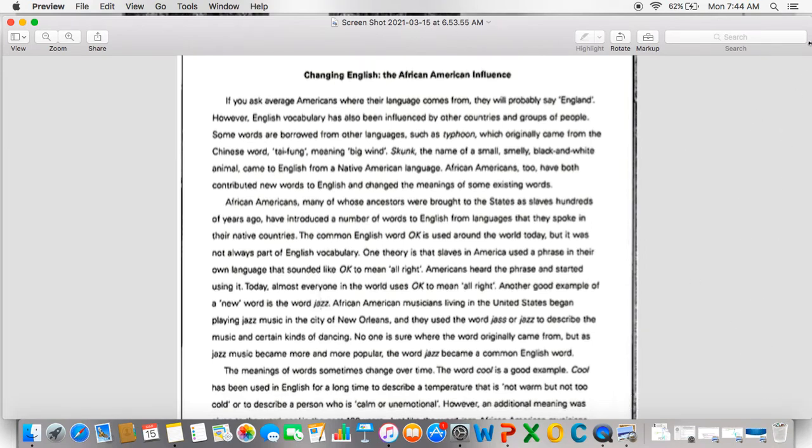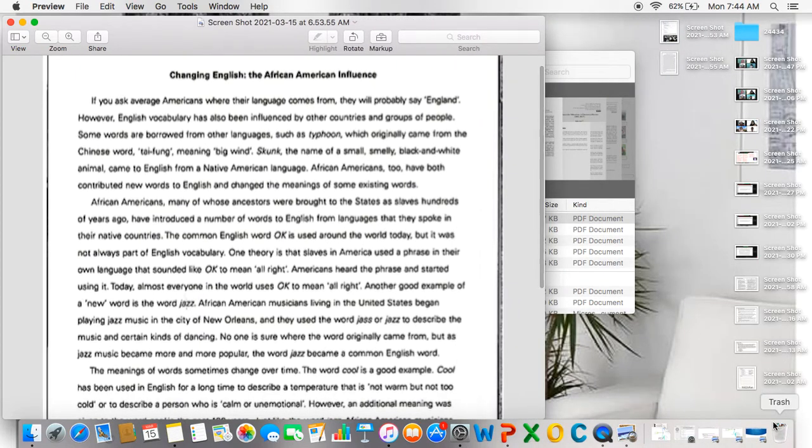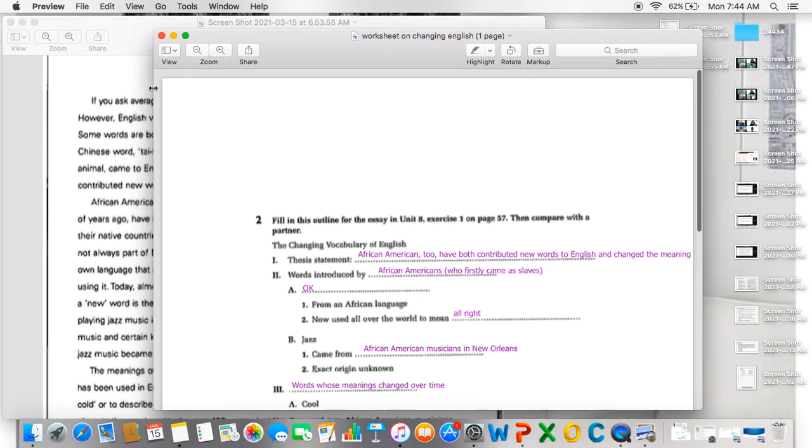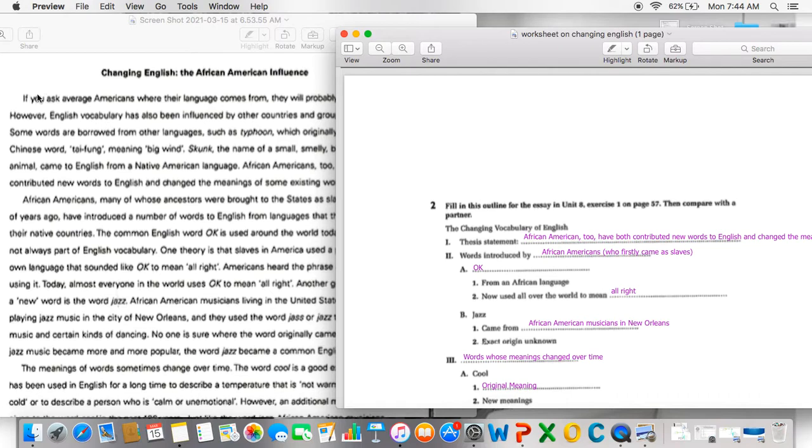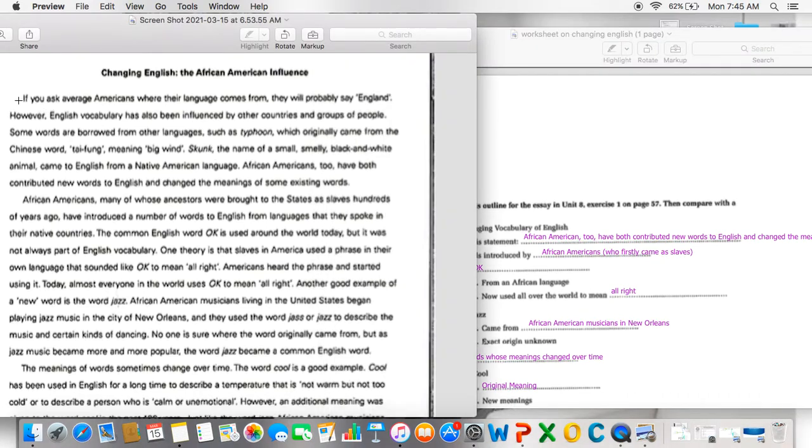So how to make it clearer? Okay, here is the sample. For the first paragraph, remember, find the thesis statement. Thesis statement, remember, might be in the beginning or in the end of the paragraph. So let's check. Is this a thesis statement? If you ask average Americans where their language comes from, they will probably say England. So this could be a thesis statement. And then let's take a look at the end.